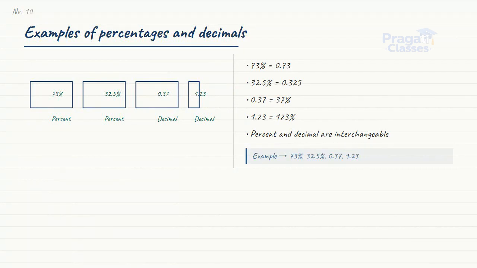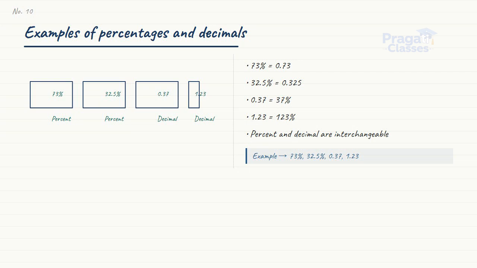73% is the same as the decimal 0.73. 32.5% is the same as 0.325. On the flip side, the decimal 0.37 becomes 37%, and 1.23 becomes 123%.